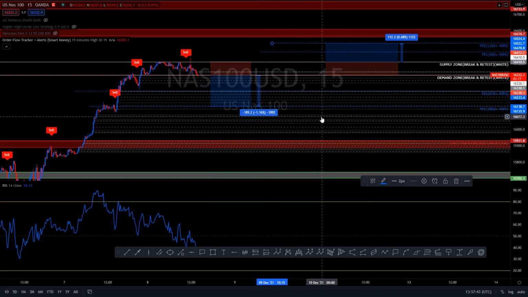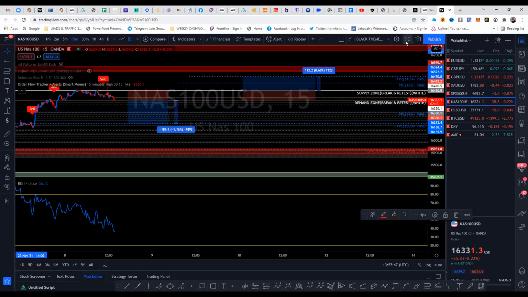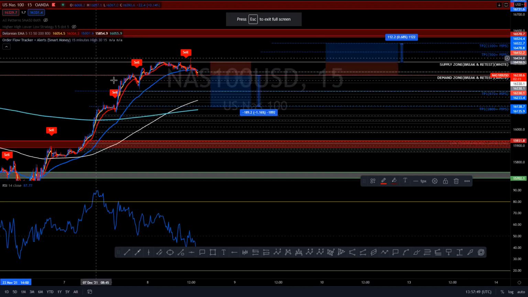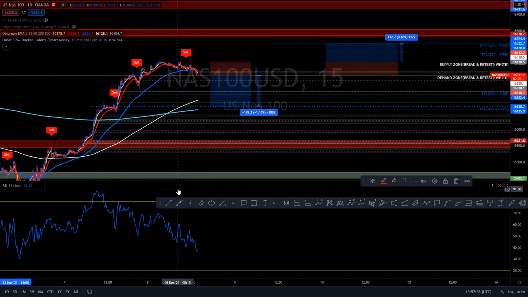Now that we've planned these trades, we're going to turn on the Delorean EMA indicator. It looks like the yellow EMA has already crossed the red EMA here, so it might be ready for a sell. But we want to wait for the 9:30 bell and see which way price is going to go.